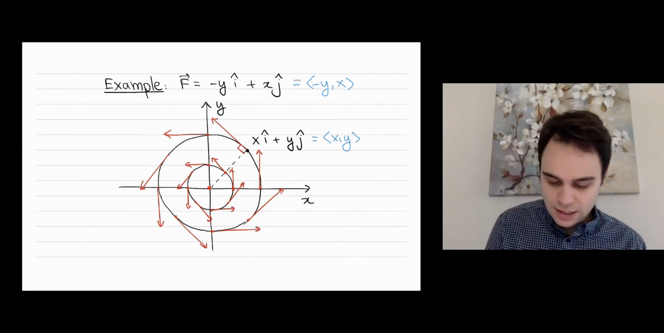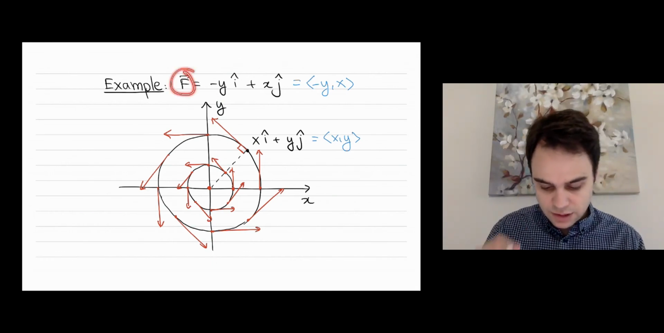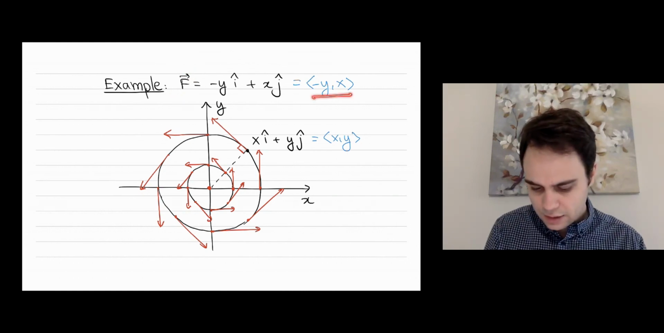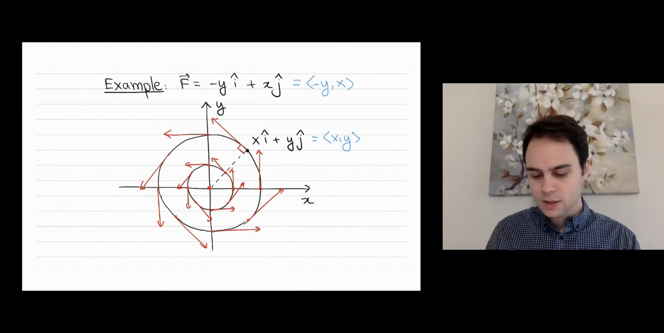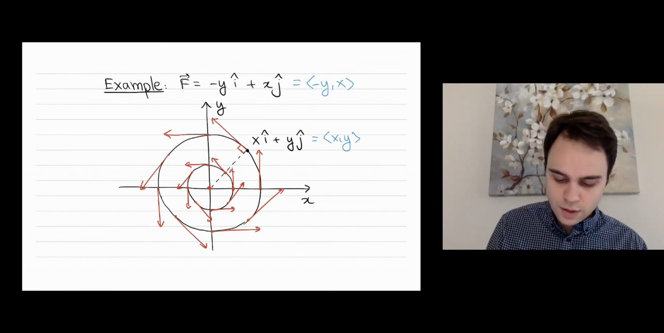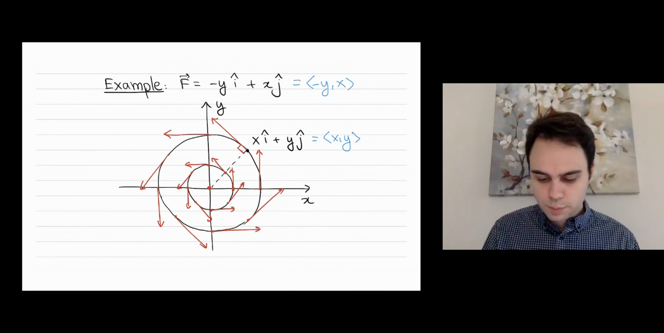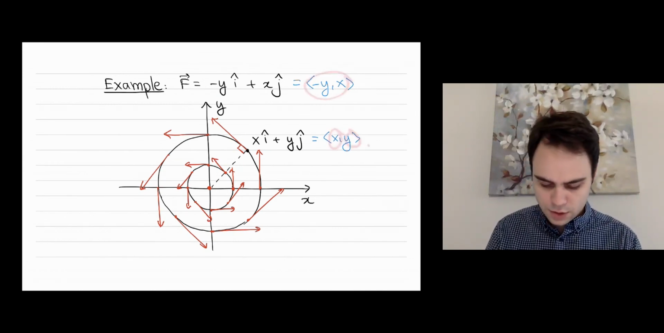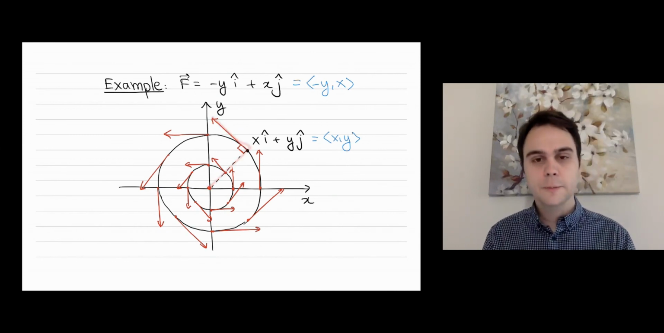Also notice that the length of f is the same as the length of the position vector, right? So at a point x comma y, the length of f is the square root of minus y, everything squared, plus x squared. That's the same as x squared plus y squared. So these vectors have the same length.